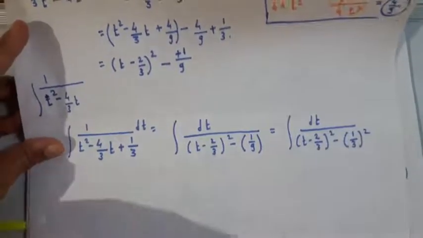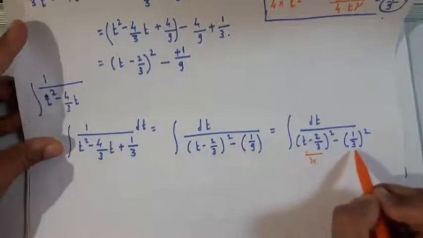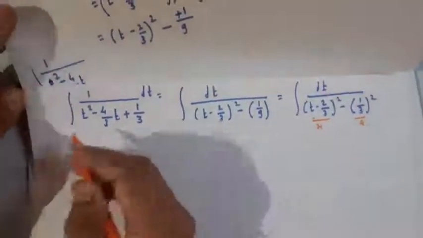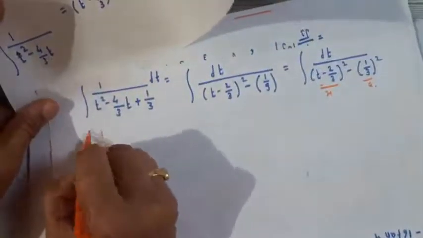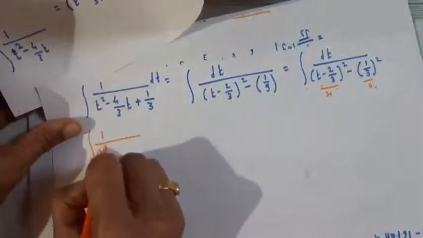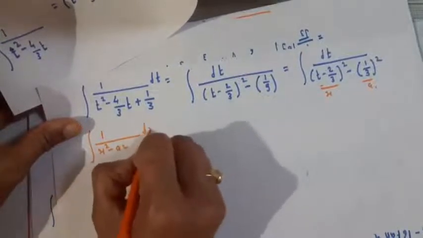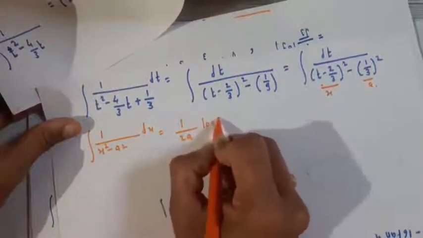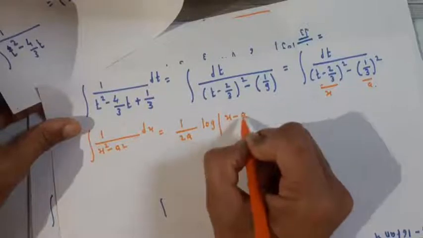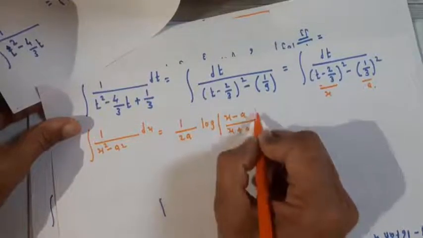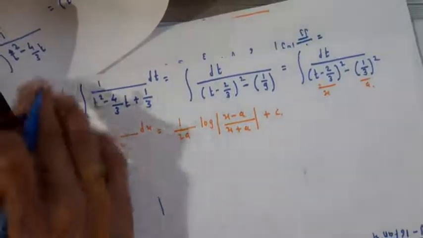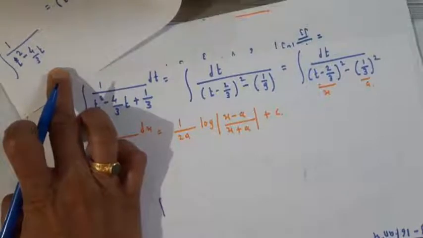And this is of the form x² − a². This is x, suppose, and this is a. So we know the formula for integration of 1 upon (x² − a²) with respect to x is 1 upon 2a log of (x − a) upon (x + a) plus constant of integration. By using this formula we can solve the above example.